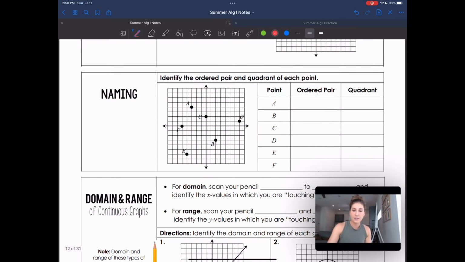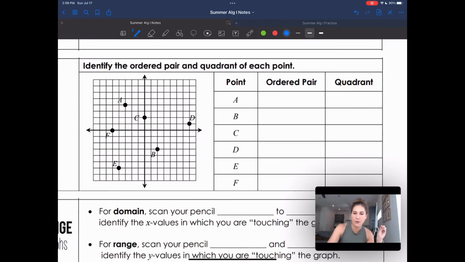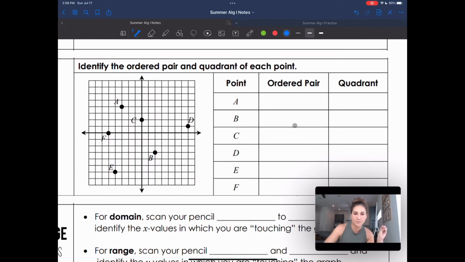Now down here, this is also something that you probably did. It says, identify the ordered pair and quadrant of each point. An ordered pair is just a fancy way of saying a point or a coordinate. So we've got A, B, C, D, E, F, all these points over here, and we're going to list out the ordered pair and then also list out what quadrant it lies in. So let's start with point A. Let's zoom in here. Okay, point A, so let's locate it first. We can see where it is over here.